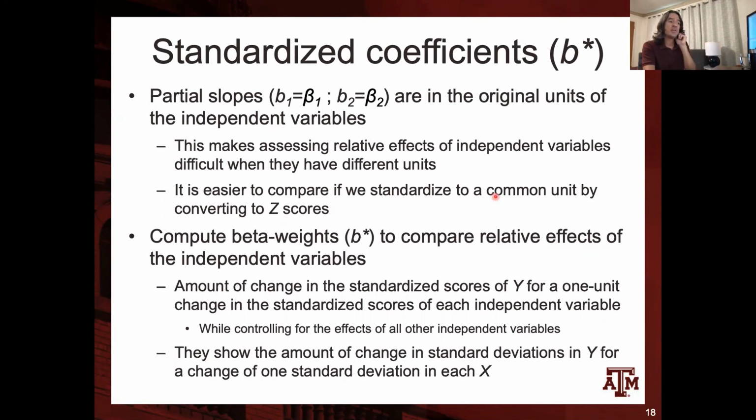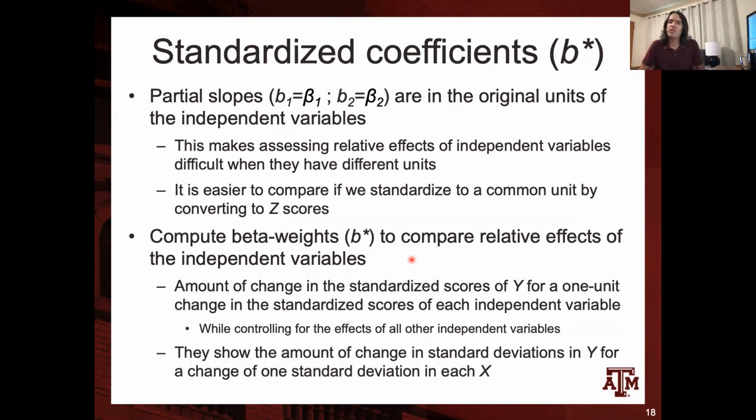It is easier to compare the magnitude of the effects of these two independent variables on my dependent variable if we standardize to a common unit, converting to z-scores. We compute what are also called beta weights or standardized coefficients. So beta weights and standardized coefficients are the same thing. They allow us to compare the relative magnitude of the effects of the two independent variables on the dependent variable.